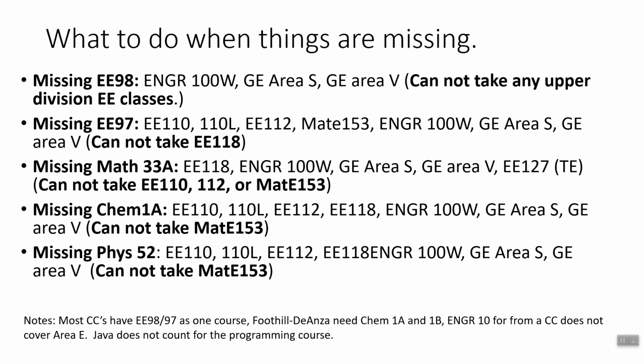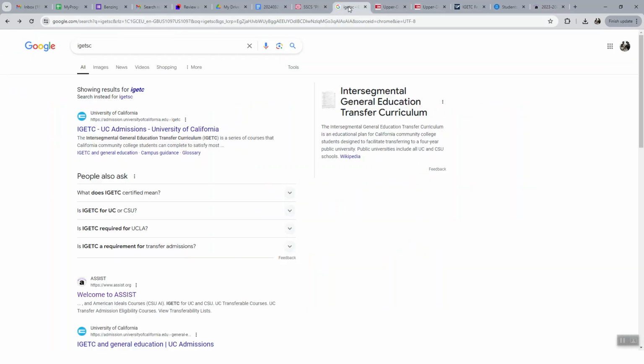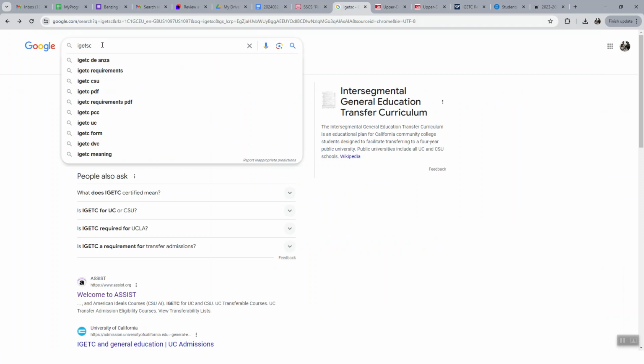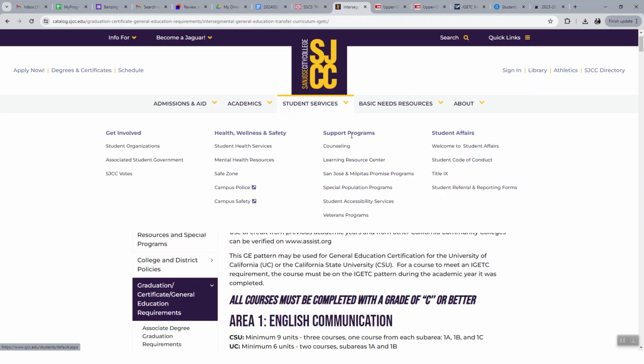Now, here's the thing, if you don't have your GE yet, then that might be something you want to do in the summer. Here's another thing about GE. It can be a lot more efficient to finish your GE at your home, your local institution. So if you say, I GETC San SJCC, you should get a list of courses to take.